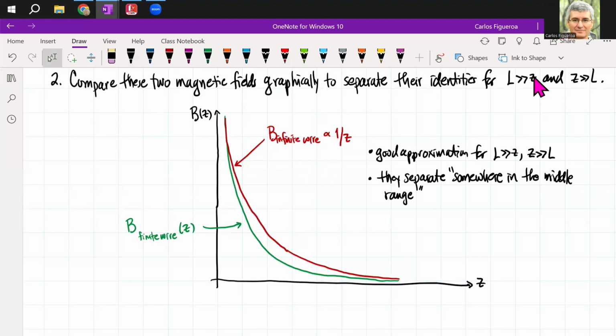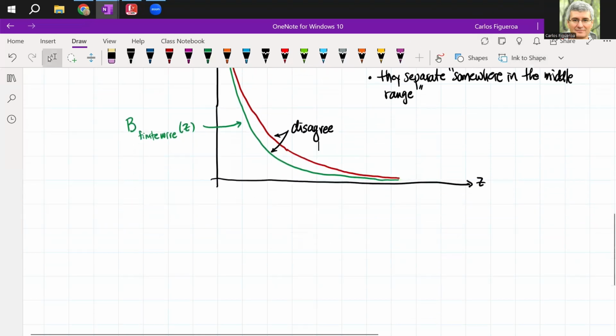Now, what's that middle range here? But you could see here is that right here, this is where you're seeing disagreement. So for a finite wire, unless you're in that middle range, you can approximate the finite wire as an infinite wire. So what does it mean? Now let's focus on the infinite wire. That was the whole goal of what we wanted to do here.